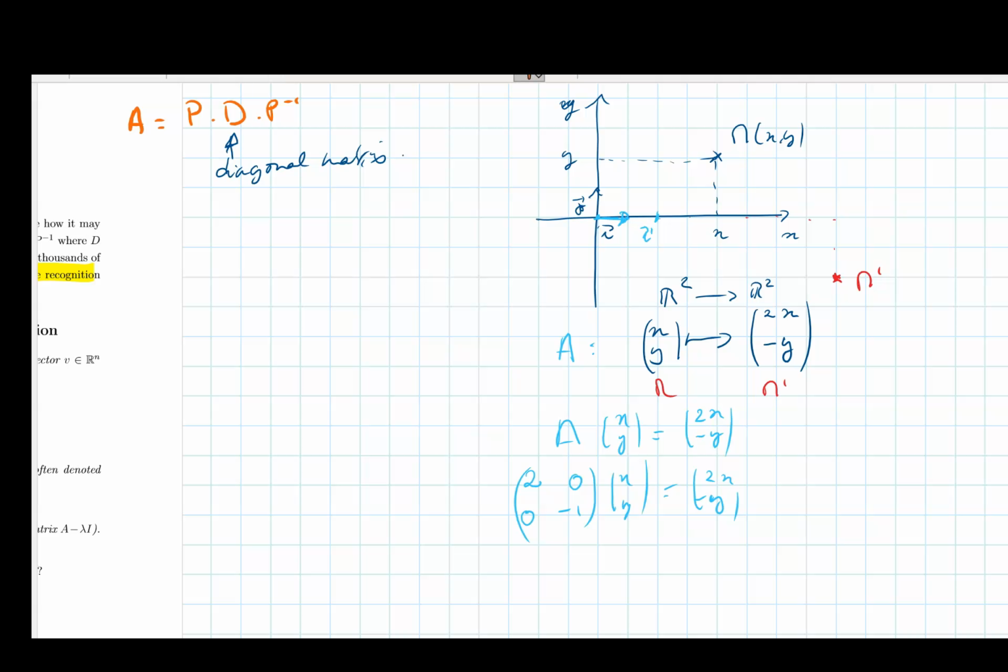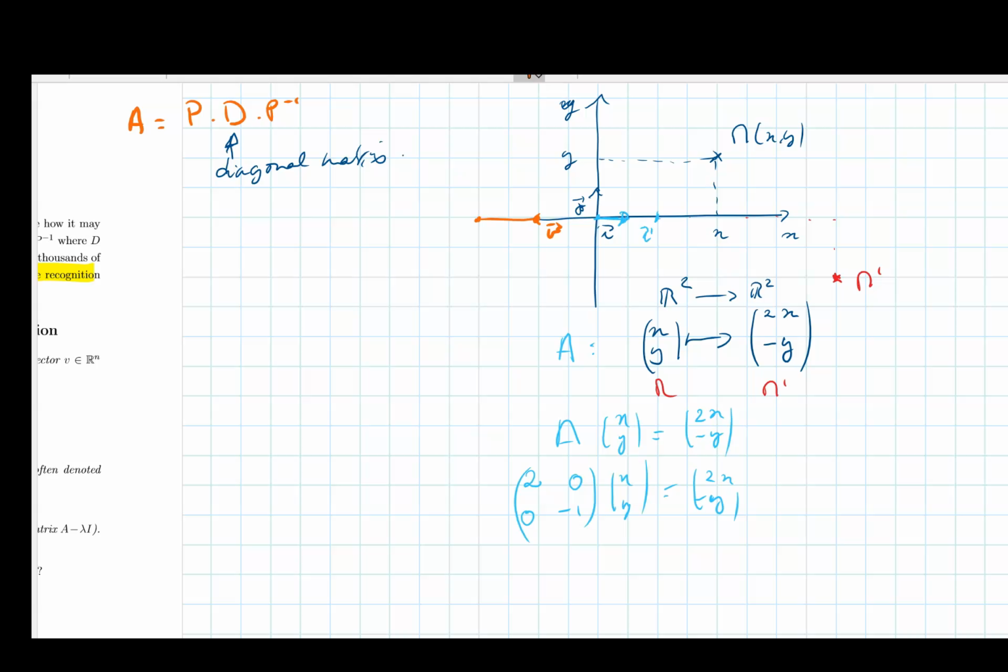Can you see a generalization of this? If I take any other vector that is collinear to the vector i, what is going to be the effect of this matrix on this vector? Let's say this is V. What is going to happen? The coordinates of V are actually -2 and 0. So if I apply this matrix, the coordinates of the image are going to be -4 and 0.